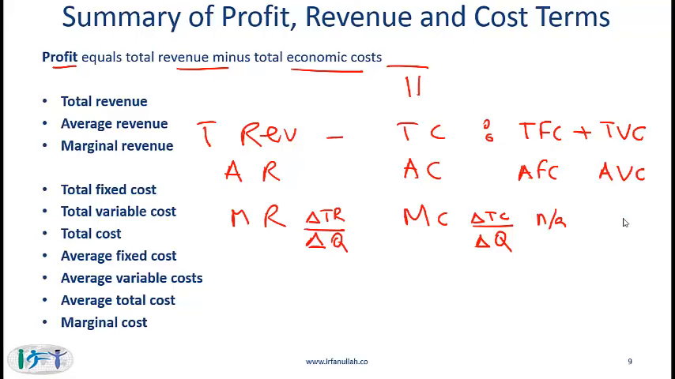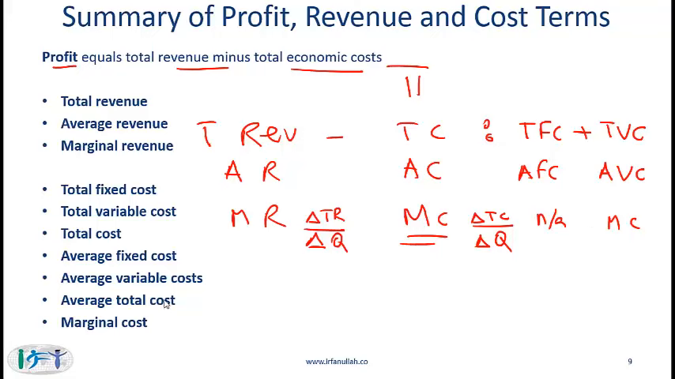What about marginal variable cost? That is the cost of producing one additional unit. And there isn't really any difference between saying marginal total cost or marginal variable cost. They are effectively the same thing. That's why the term that we use is simply marginal cost. So that covers all the terms that you see over here.